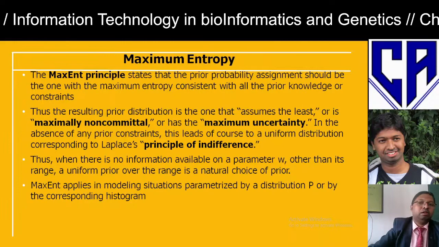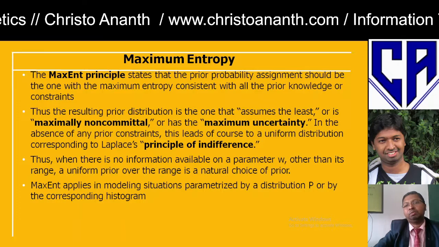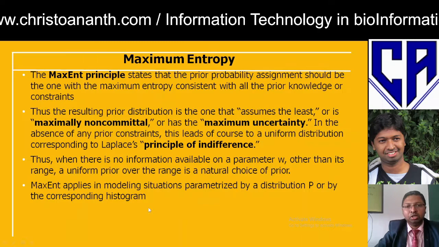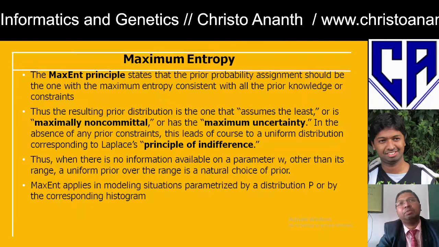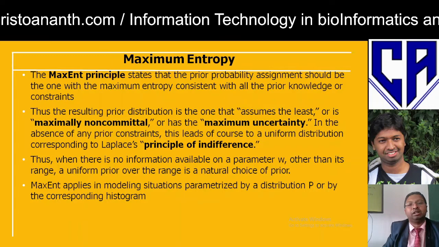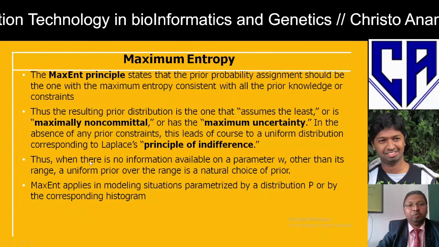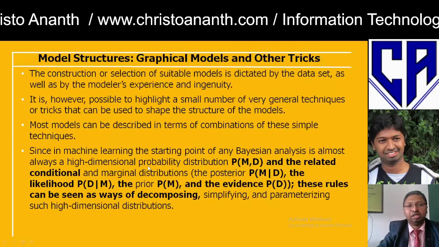And finally, we go into the maximum entropy function, which is the MaxEnt principle. Here the prior probability assignment should be equal to 1, with maximum entropy being constant for whatever knowledge, whatever constraints we feed in. So this prior distribution you can call maximally non-committal, which means it has maximum uncertainty. The maximum entropy is nothing but the maximum case the problem can occur, or the maximum uncertainty, or the maximum of the differences that can occur. So we can say there is no information available on the parameter w other than the range, and MaxEnt will give us a distribution p, or maybe a histogram function as well.